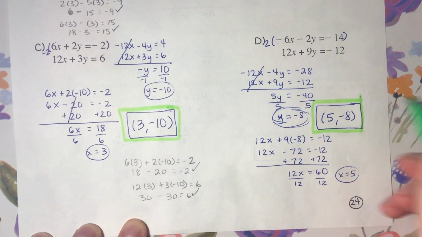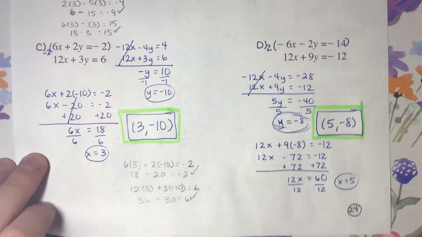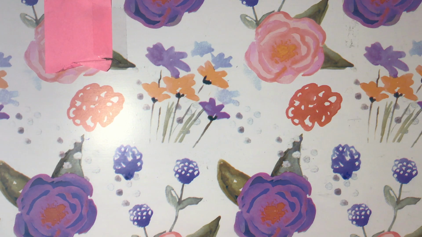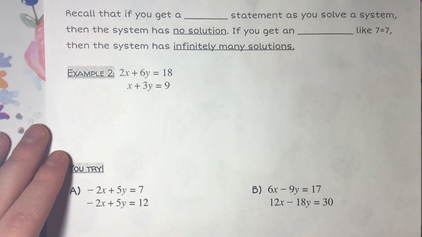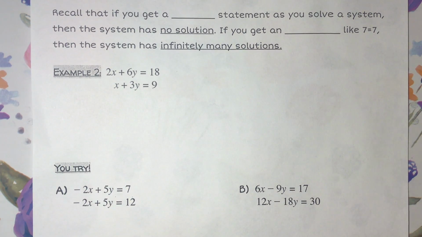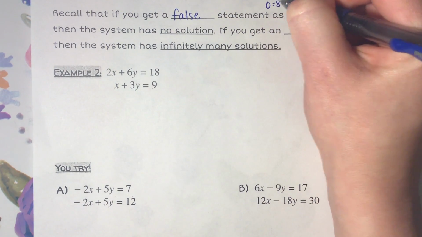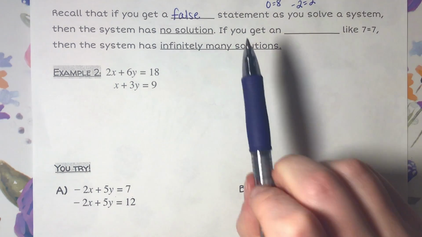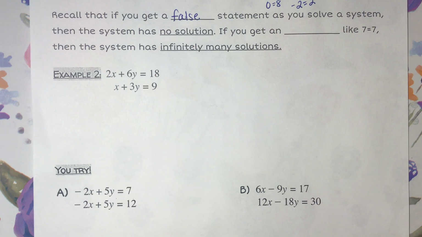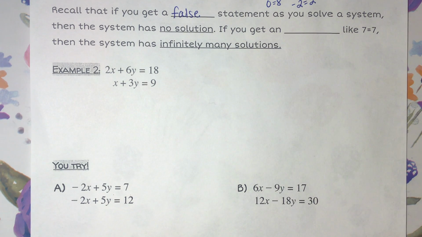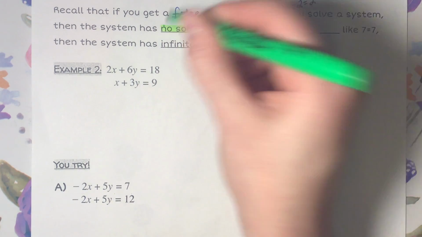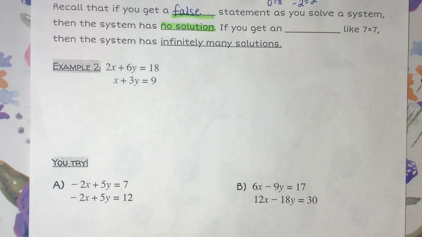I just want to show you one more type, and this shouldn't take too long because they are the special solution styles, so you get to an answer with them pretty quickly. So I just want you to recall a few facts, okay? First of all, recall that if you get a false statement, such as 0 equals 8 or negative 2 equals positive 2, we know that these are not true. So if we get a false statement as you solve this system or any system, then the system has no solution. So no solution corresponds with a false statement.